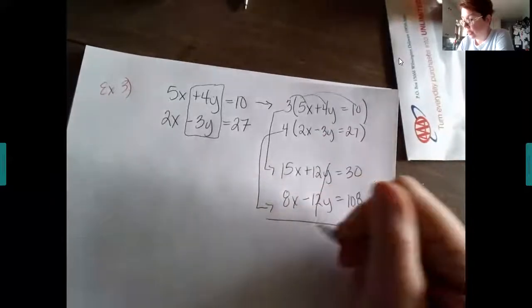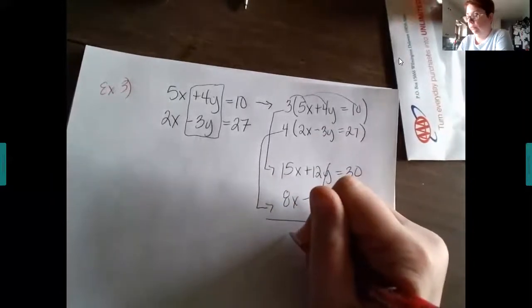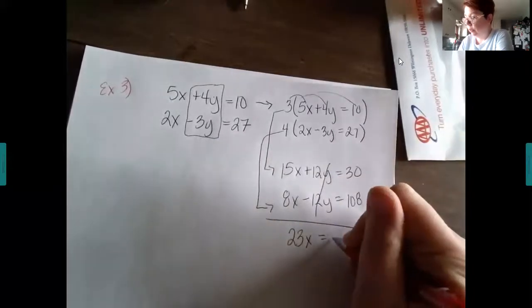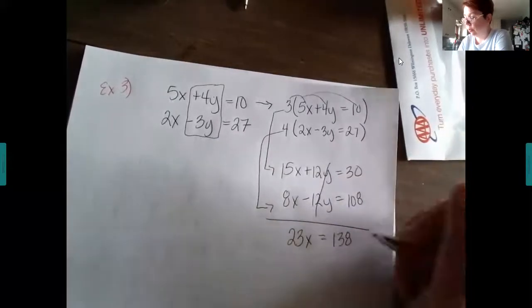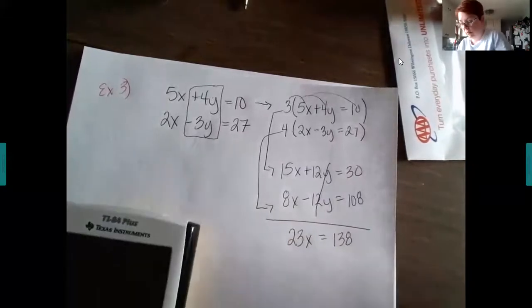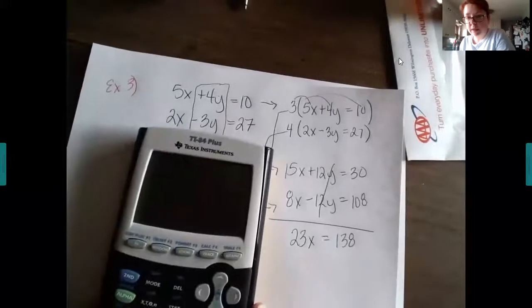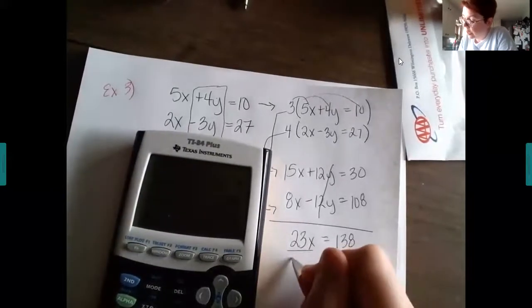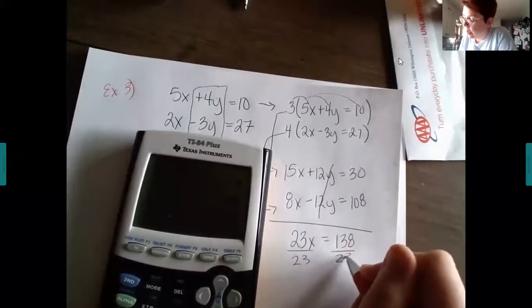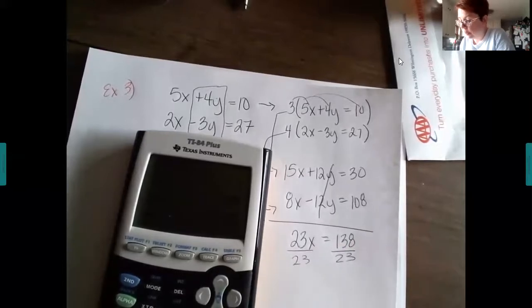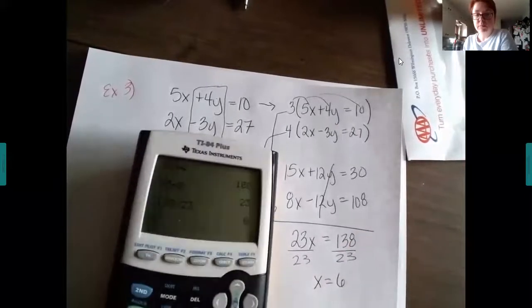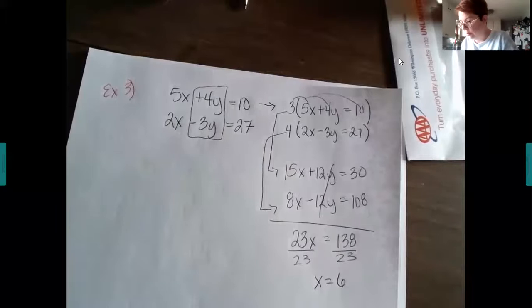We add 15 plus 8, is that 23? And 30 plus 108 is 138. I'm doing my math correctly. All right, so now we're going to take what's stuck to x, divide everything by that. So 138 divided by 23, we get 6. So 6 is a great value for x.